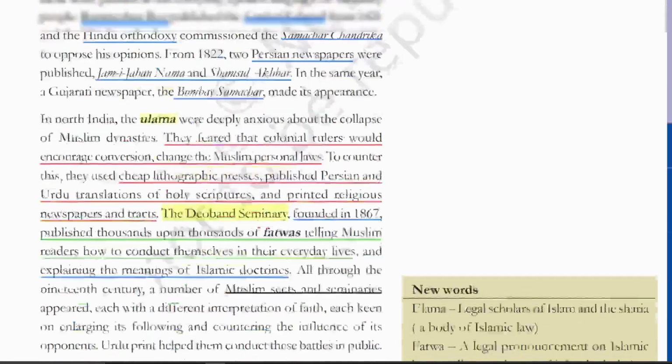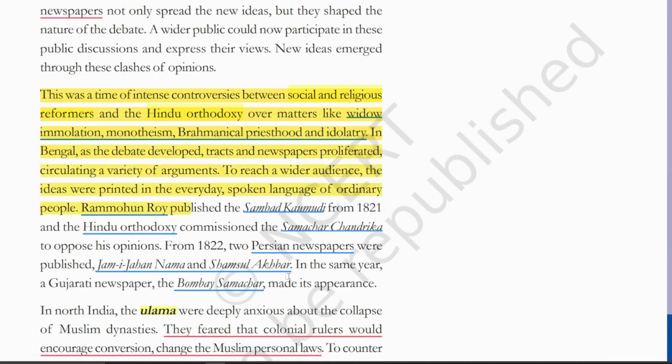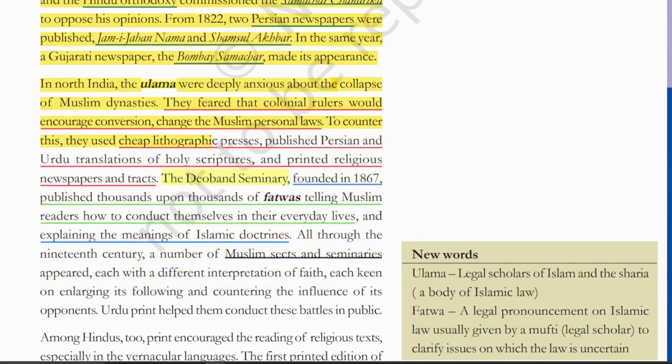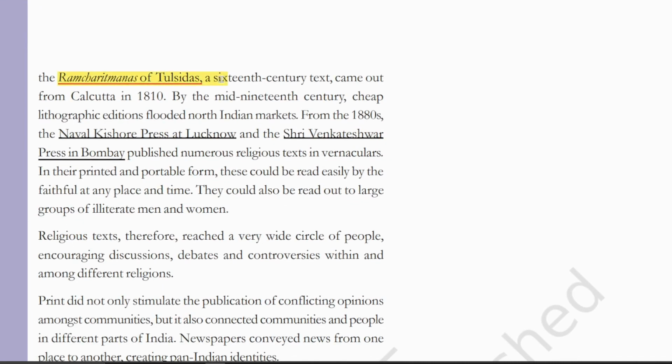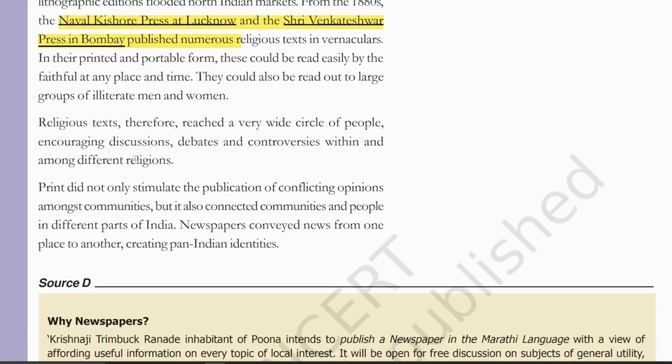So it talks about that, and now it comes to the religious part. This is all the religious part. How the ulama and the Muslim dynasty, the personal laws, and how Hindus all feared that print could bring a wrong image of the religion, like how we saw in the first part of the chapter. Ramachandra of Tulsidas. These are all famous people who wrote books and all.